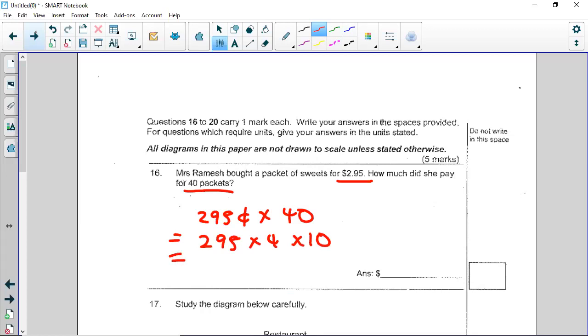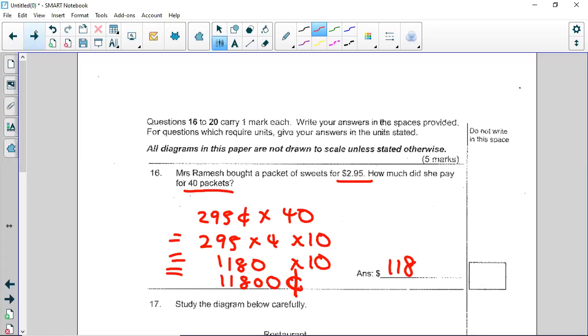Okay, I'm going to use my calculator so we can do a bit faster. 295 times 4, I think everyone should know how to do that. 295 times 4, you will get 1180. Times 10. So what do you do when you times 10? You add 1 more 0, right? So 1180, add 1 more 0. So that'll be cents. This will be in cents. But you need to change into dollars. So that'll be $118.